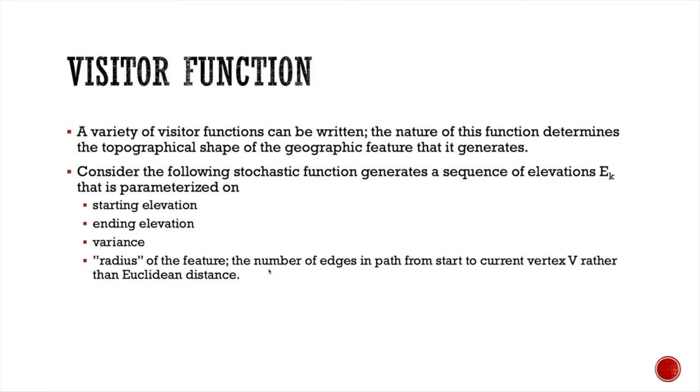Now please note that in this denotation, the radius is not a Euclidean distance, but rather effectively the path length from the starting vertex to, in a sense, the final vertex that one might visit in a radial traversal of that feature. The elevations are generated as a sequence of elevations such that the kth elevation is generated from the previous elevation multiplied by some term that provides a rough approximation to an exponential decay function.